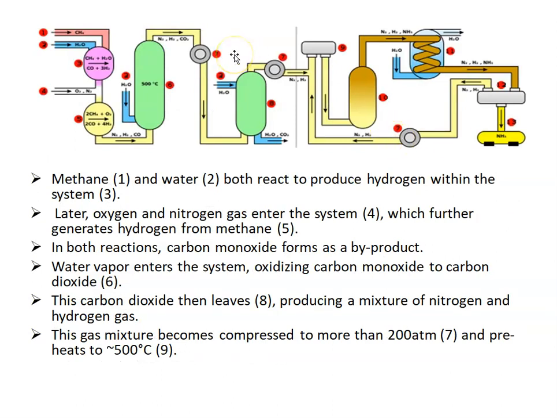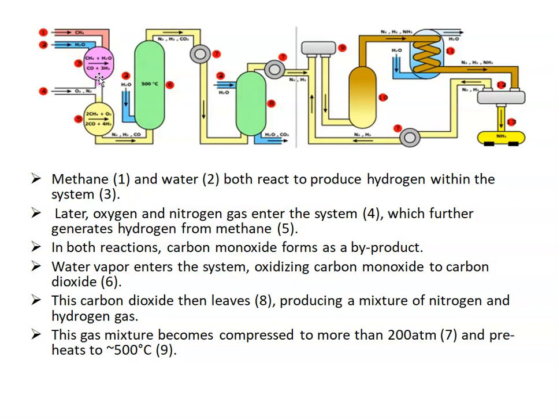Now, this is the whole apparatus set up of this process. This will show you what the main requirements are, right? First, just look at here, everything is written point-wise. So look at one. First, methane and water will enter the process. Why methane? When methane and water react, they produce hydrogen within the system, right?